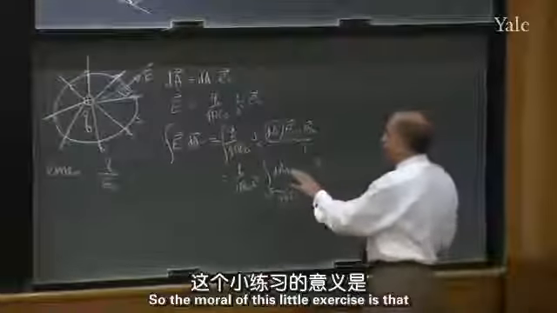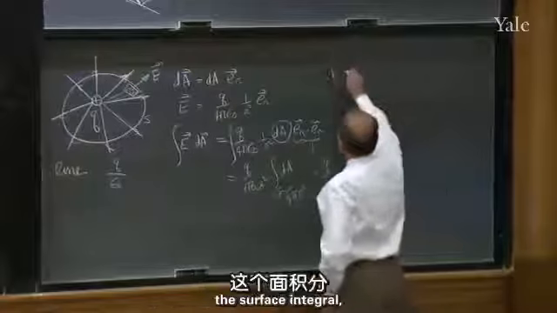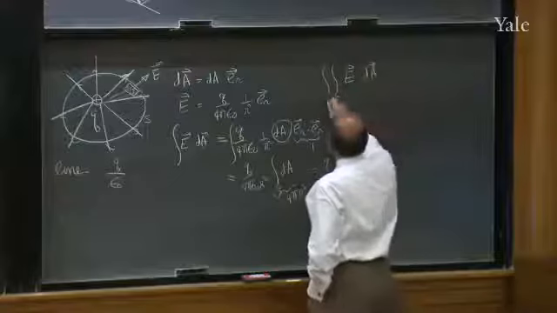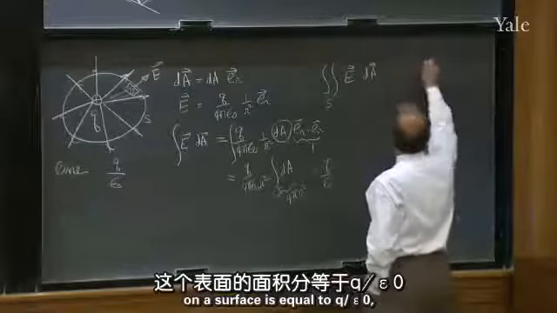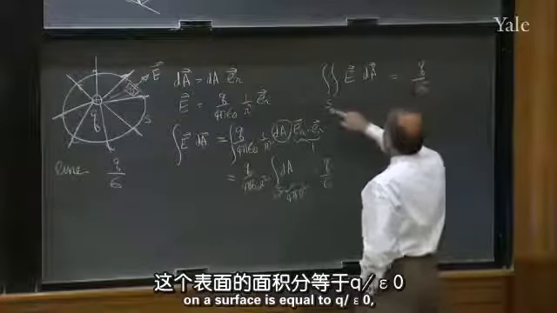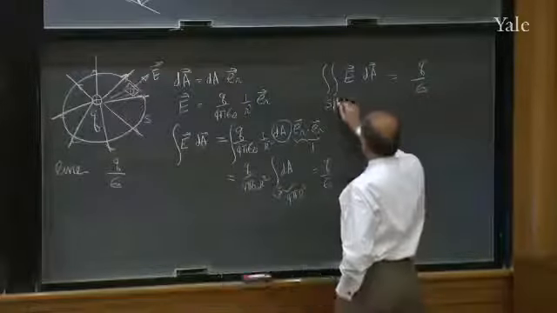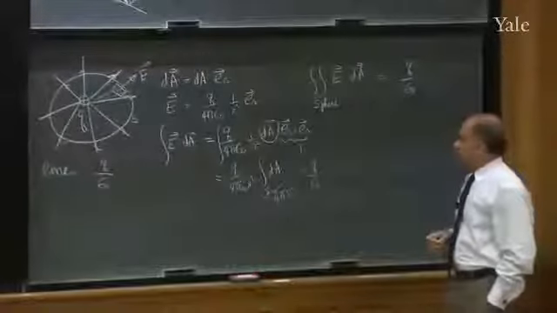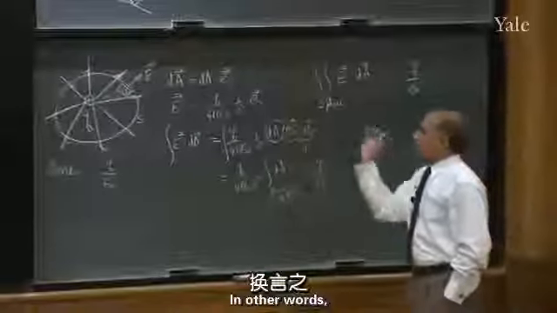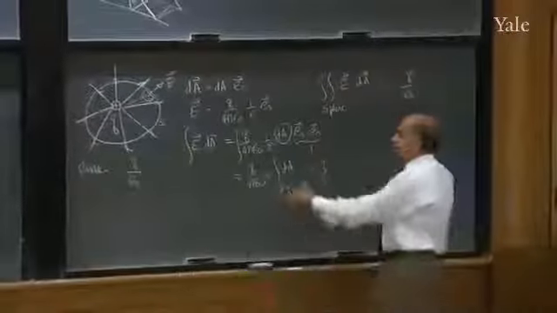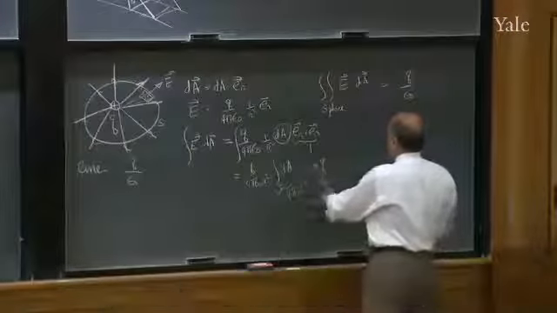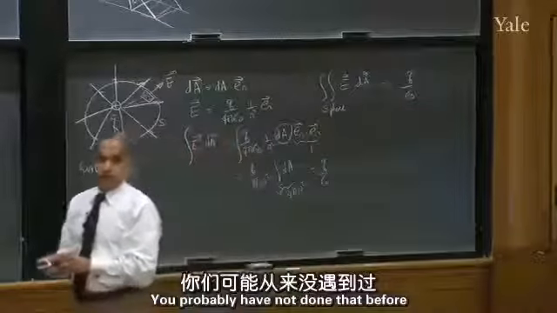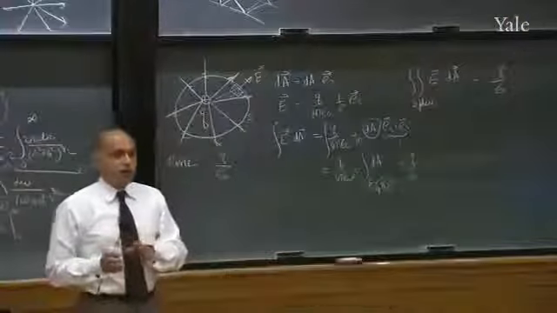So the moral of this little exercise is that the surface integral of the electric field on a surface is equal to Q over epsilon 0, where this was a sphere. In other words, even if you never heard of field lines, just take the electric field and do the surface integral, you get this. So surface integral is a new concept. You probably have not done that before, and I got to remind you how it is done, at least operationally.